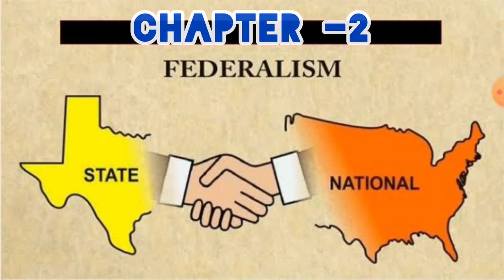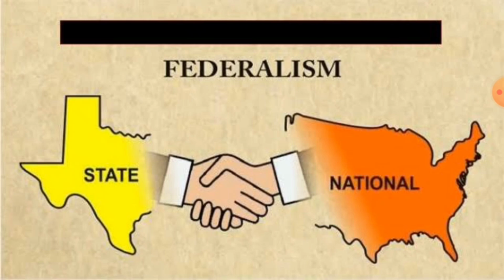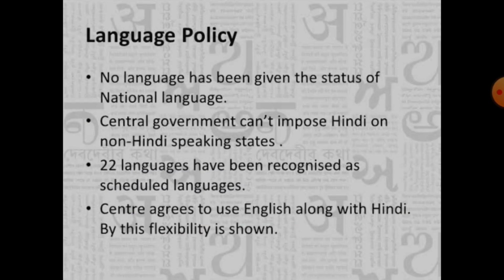In the last class, we saw how federalism was practiced in India. We learned about the necessary constitutional provisions and the nature of democratic politics in India. Other than this, the successful practice of federation in India is due to many other aspects, such as linguistic states, language policy, and central-state relations. In the last class, we completed the first aspect, that is linguistic states. In today's class, we will discuss the second test for Indian federation, that is language policy.